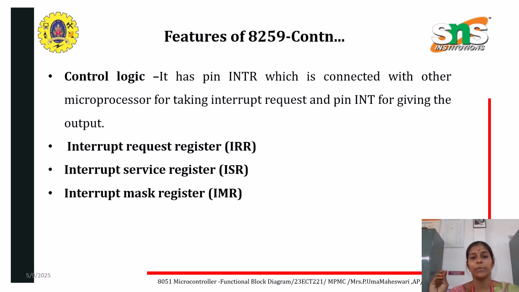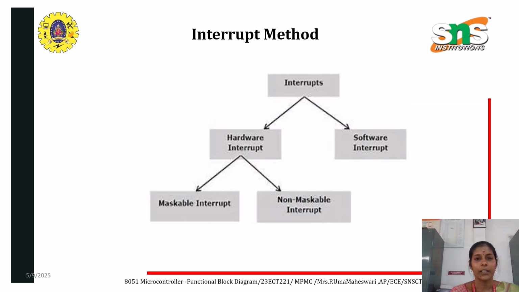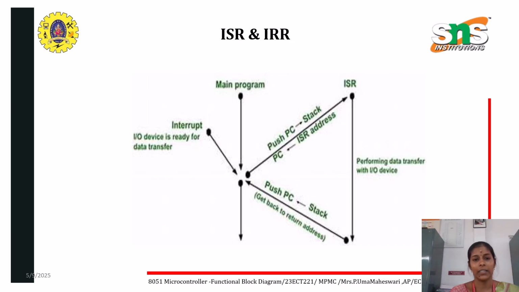From that vector table you will be pushing the address, and then after your process has been done you will be popping from that particular address. Got it? And next one is the interrupt method. We already saw two types, hardware and software, and the hardware has been further divided into maskable and non-maskable. And this is a simple process of ISR and IRR, how it has been done.